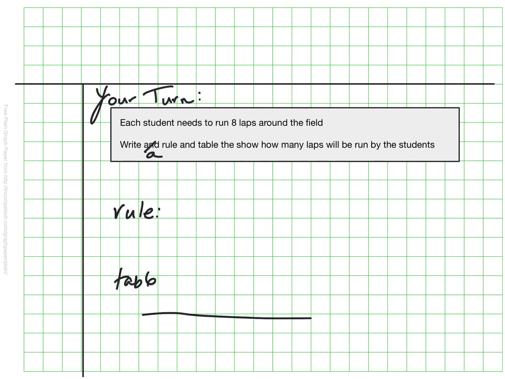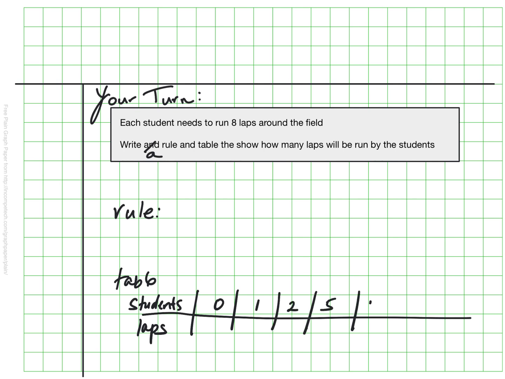So let's do for our table, let's do number of students and the number of laps, and figure out how many laps there would be if there were 0, 1, 2, 5, 10, or 20 students. And so you can fill in all of those empty spots there. So rule and table, please, for your turn.